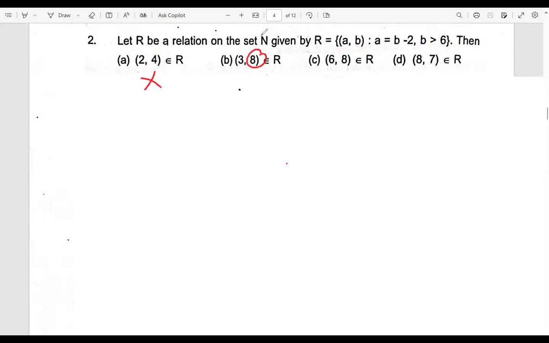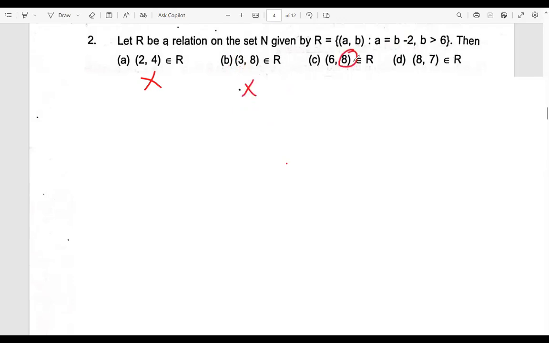For the next one, b here is 8, which is more than 6. Now check a. a has to be b minus 2. That means a, which is 3 here, must be equal to b minus 2, which is 8 minus 2. So a should be 6 here, but a is 3. So this is again not the correct answer.